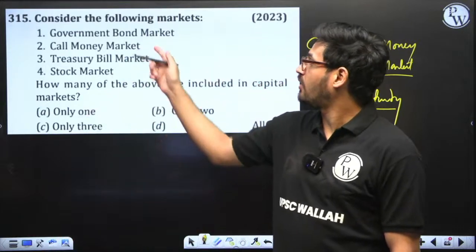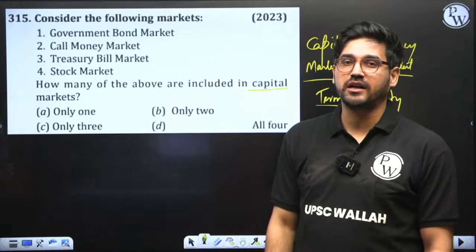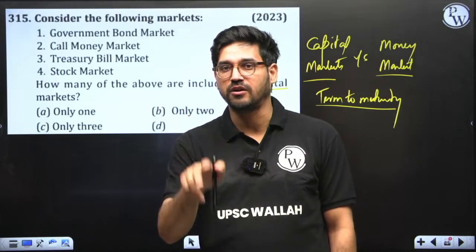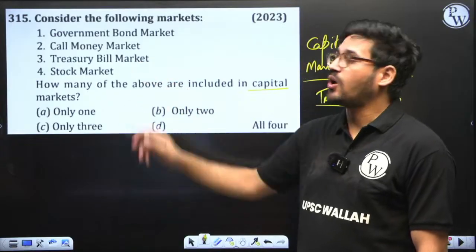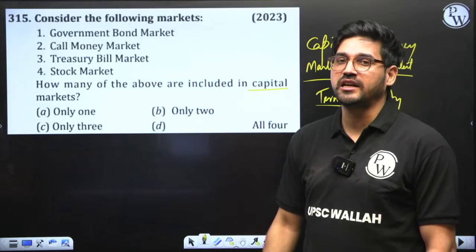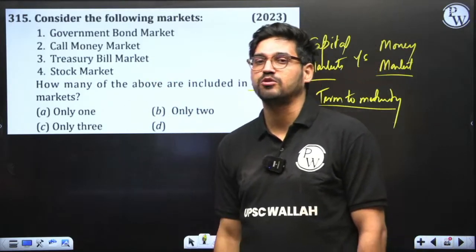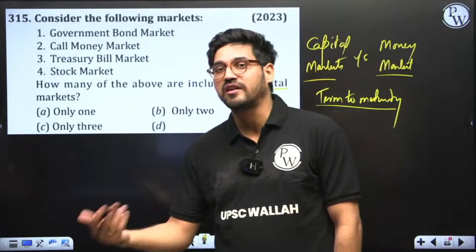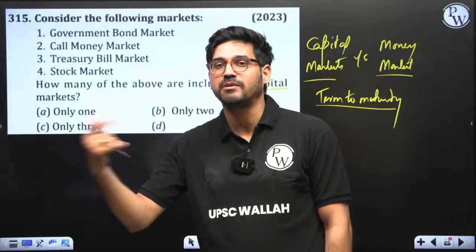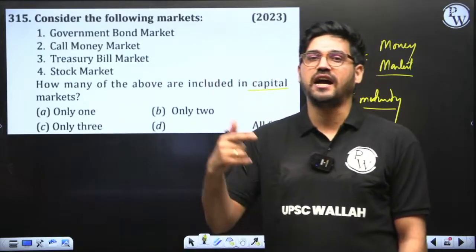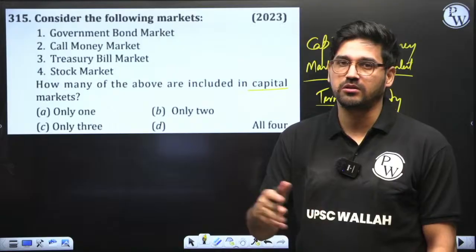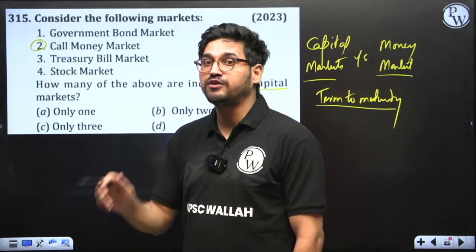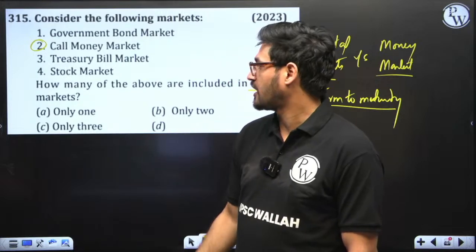So, government bonds are included in capital markets, while T-bills are included in the money market because of the tenure. Second one says call money market. We just discussed call money is an interbank money market instrument. That means whenever a bank requires funds overnight for a period of 1 day, they're going to ring up another bank and borrow the money at a certain rate, which is going to be called the call money rate. So, call money is an instrument of the money market, not of the capital markets.